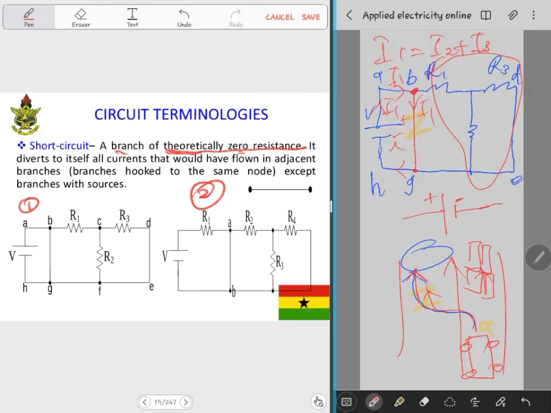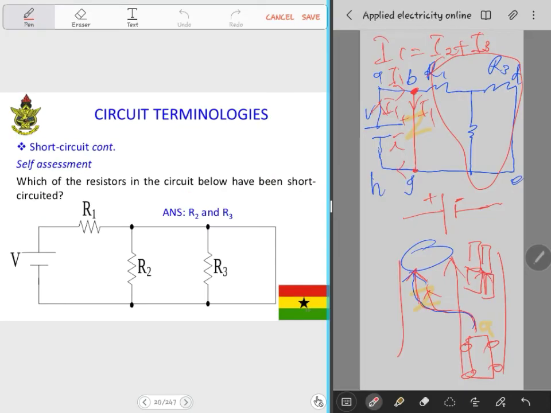So you see, this short circuit here, there is no element within it. So we are saying that it's a part of theoretically zero resistance. So it's like your open space, open track when you're on the road. So the current definitely wants to use that part and come back here. Then again, we are still doing the basics.